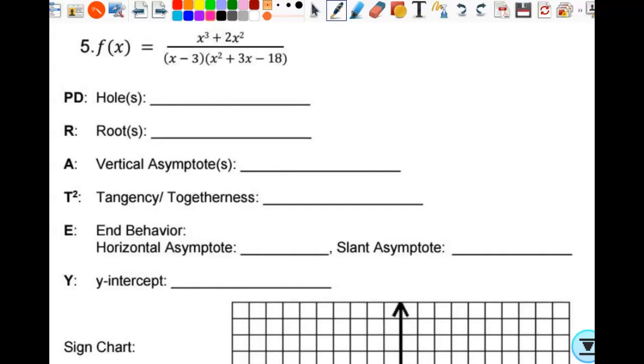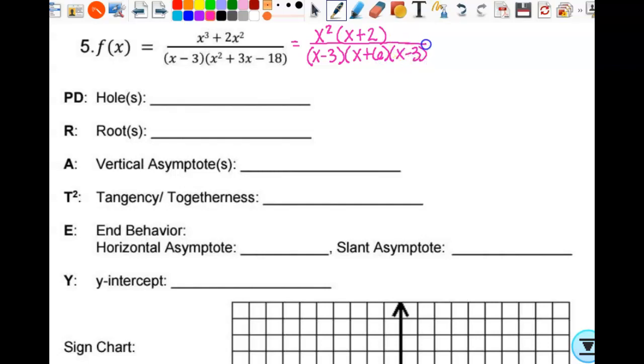So we're going to start here by factoring like we do on all the rest. In the numerator, I can factor out an x squared. That leaves me with x plus 2. In the denominator, I already have the x minus 3 factored out, and then I need to factor the rest. That's going to be x plus 6 times x minus 3.